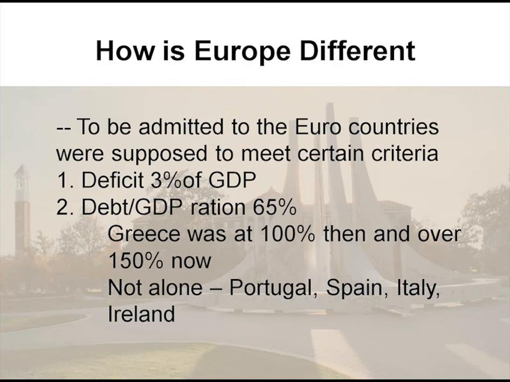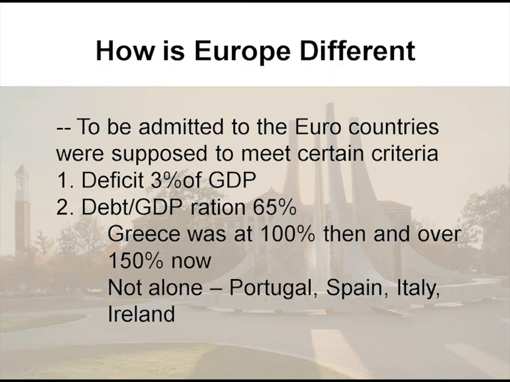And many of the countries started to raise tax revenue and control spending as the vote approached in 1998 so that their deficit to GDP ratio was 3%. The debt to GDP ratio was supposed to be at 65%. At the time, in 1998, when people were admitted to the euro, Greece was at 100%.